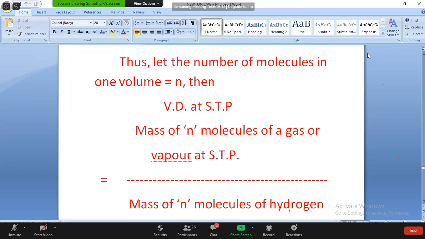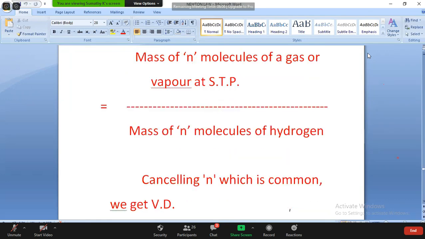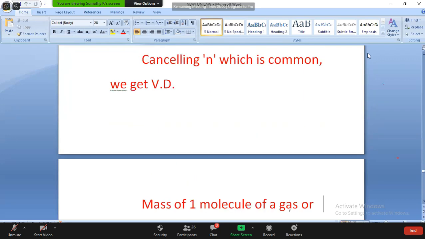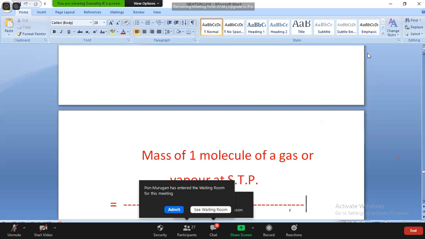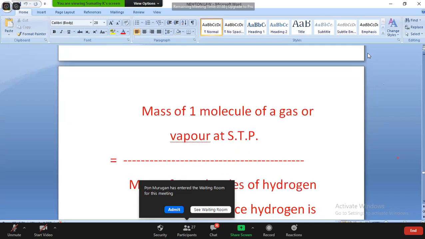Now, cancelling n, since n is the common number of molecules, we take only one molecule of gas. So vapor density was derived first for a certain volume, then a given volume, then a number of molecules, and now only one molecule. So it is the mass of one molecule of the gas or vapor at STP divided by the mass of one molecule of hydrogen. Understand? This is the vapor density.